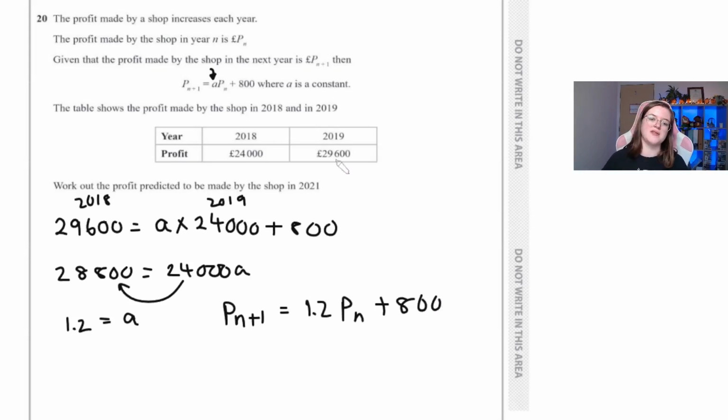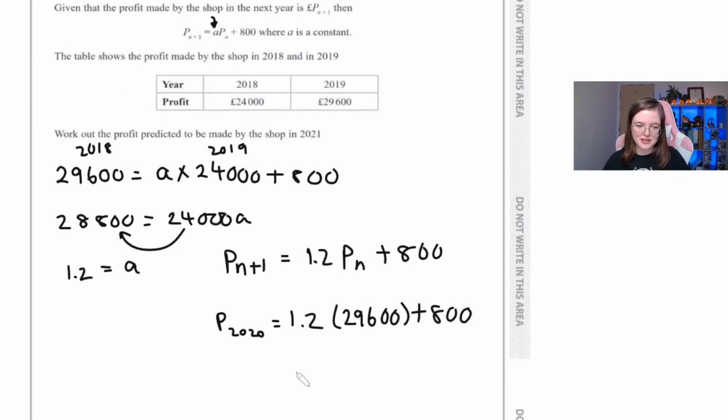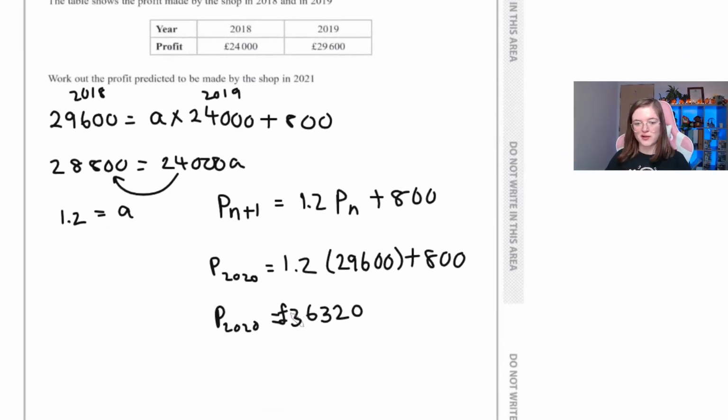Then we can use this to feed our way through. So if we know the profit in 2019, if we made that 20% bigger by multiplying by 1.2, then adding 800, we will then have the following year, which is 2020. So profit in 2020 is going to be 1.2 times profit in 2019, which is 29,600 plus 800. If I shuffle this downwards, I get the profit in 2020, I get £36,320, and then what I need to do from there to find 2021 is the same thing.